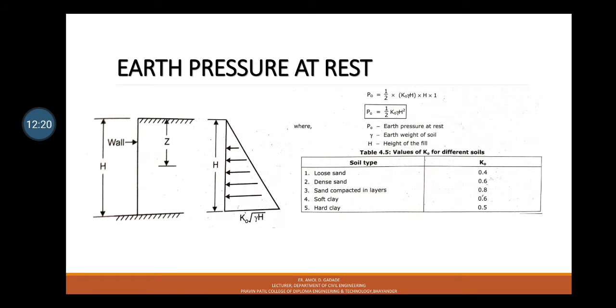The pressure distribution diagram is triangular with 0 intensity at Z equal to 0 and intensity of K0 gamma H at the base of the wall where Z equals H. The total pressure P0 per unit length of the wall is given by the formula for the area of a triangle. Hence P0, that is earth pressure at rest, is equal to half into K0 gamma H square.